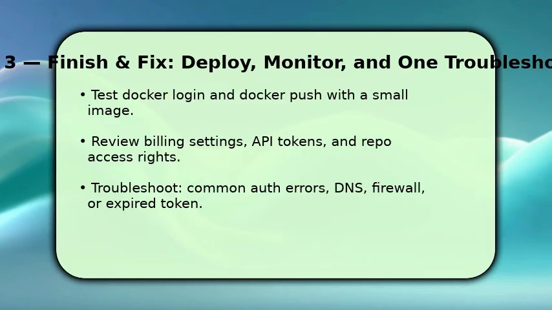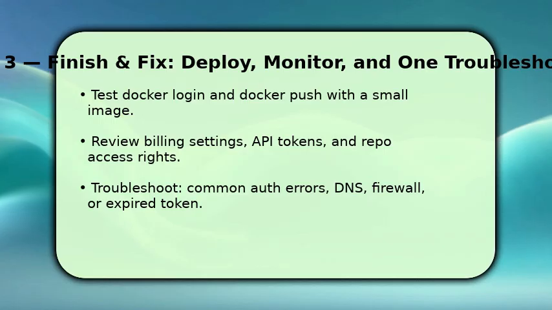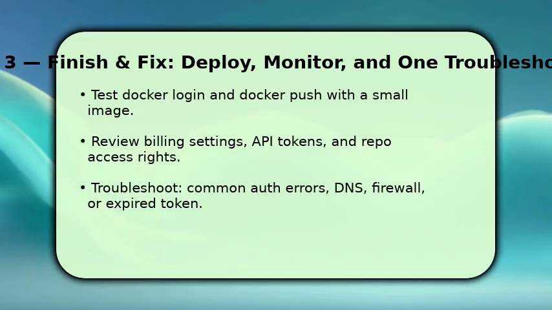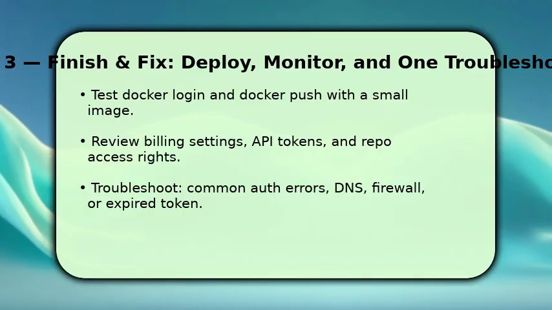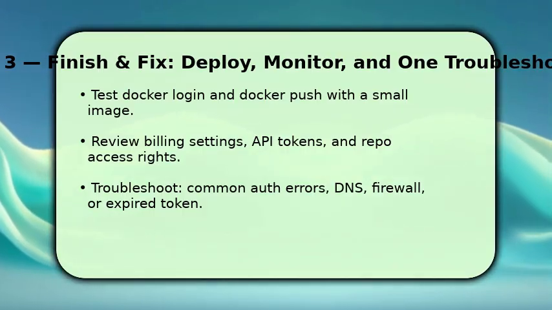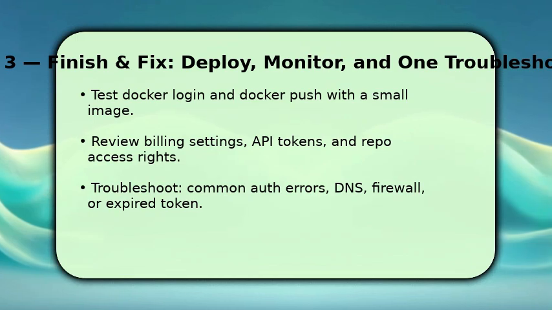Store them securely. If something fails, check common causes: invalid credentials, expired tokens, corporate firewall or DNS blocking, and clock skew affecting 2FA. If you still can't authenticate, revoke old tokens, re-enable 2FA, and retry. Contacting Docker support is the last step if problems persist.